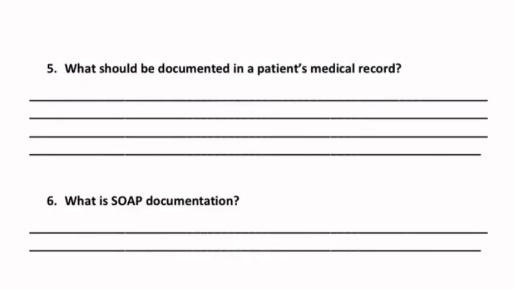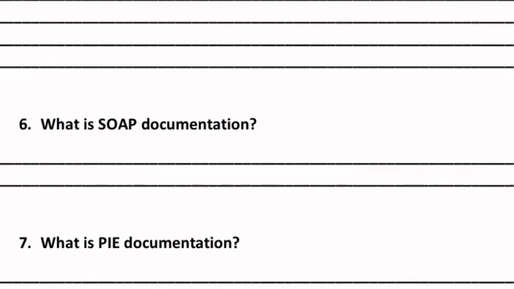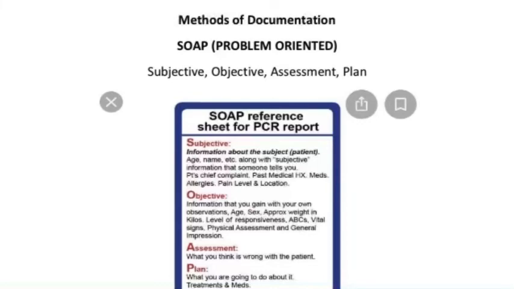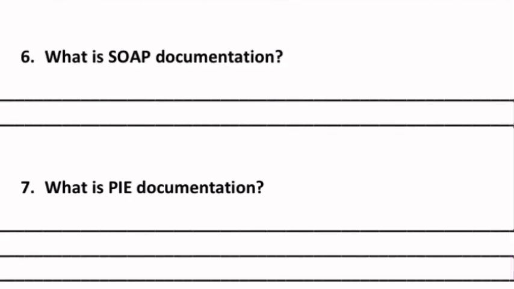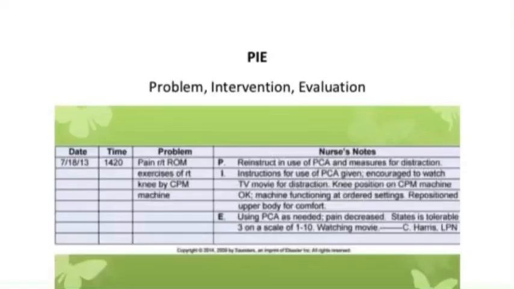What is SOAP documentation? SOAP is problem-oriented. It stands for subjective, objective, assessment, and plan. What is PIE documentation? PIE documentation stands for problem, intervention, and evaluation.